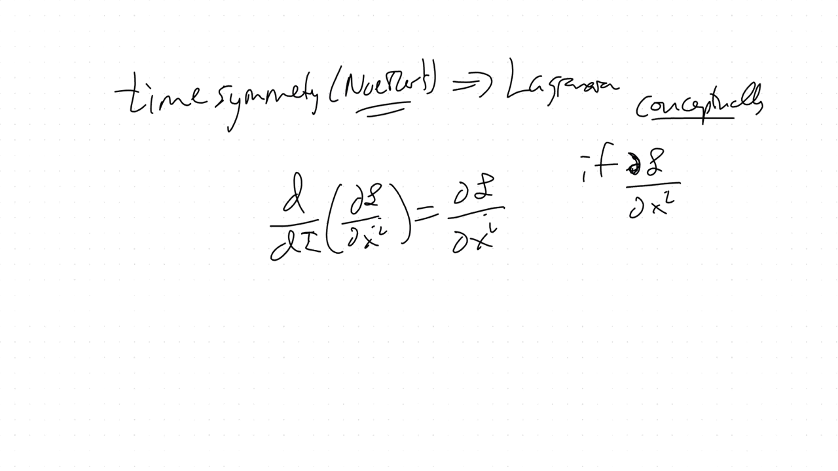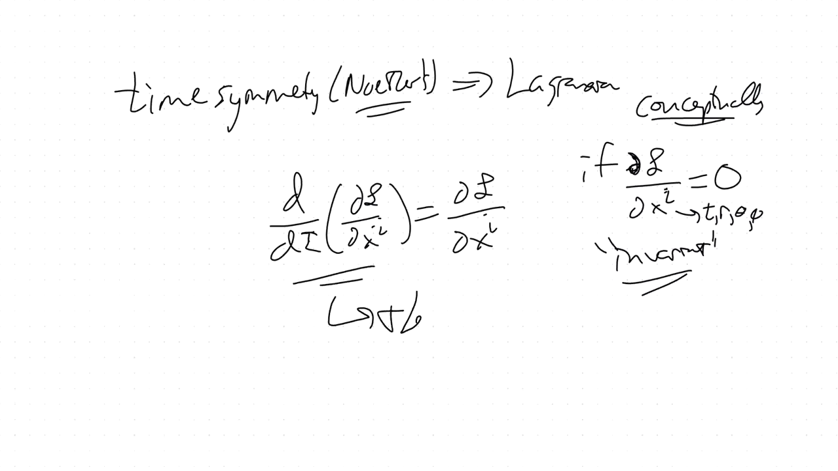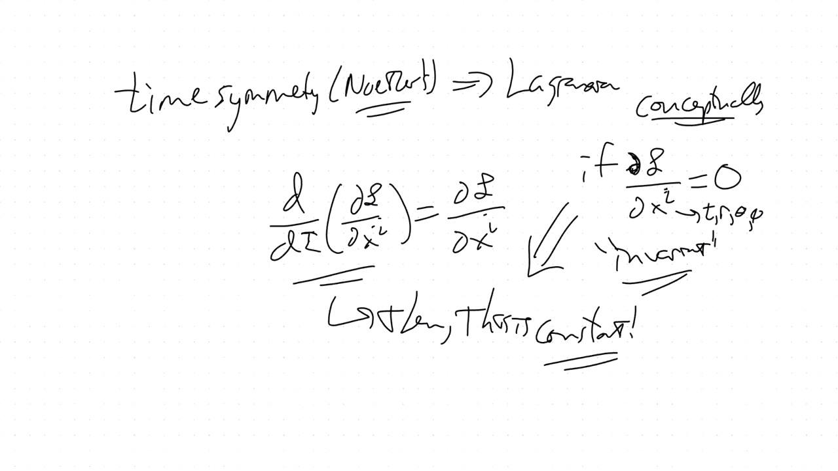if L is invariant with xi, meaning x0, time, this is either time or r or theta or phi, right? If that's zero, then this is constant, because d tau of it is zero.